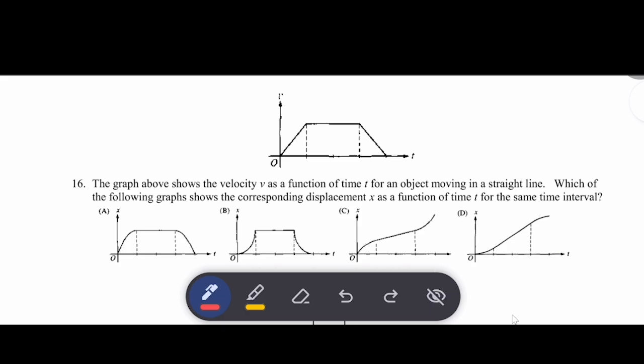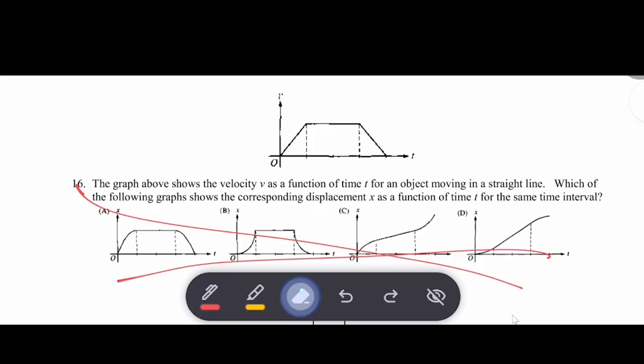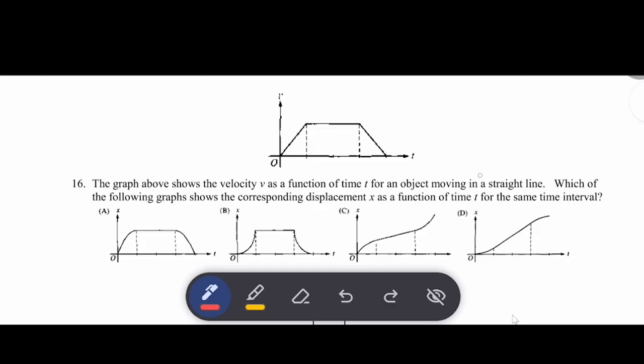What I would recommend is first ignoring all the answer choices, because otherwise we're going to try to persuade ourselves to choose the wrong answer. The main reason is that we were told up here an object is moving in a straight line. That means the object can only go forward and backwards, and if it goes backwards, it has a negative displacement.